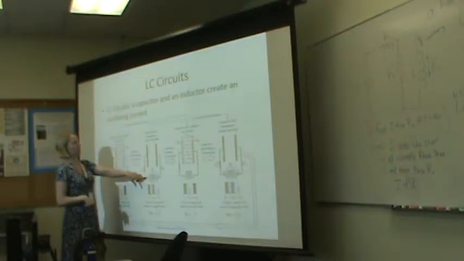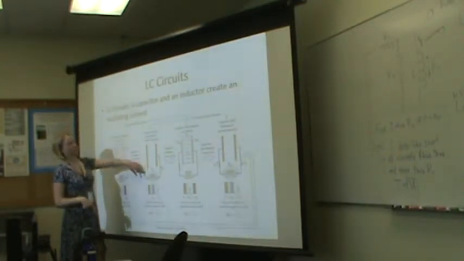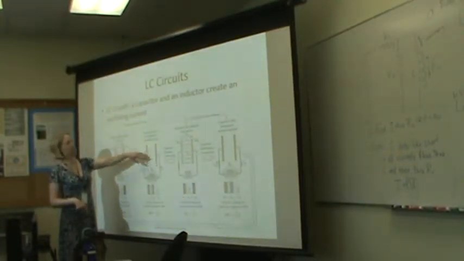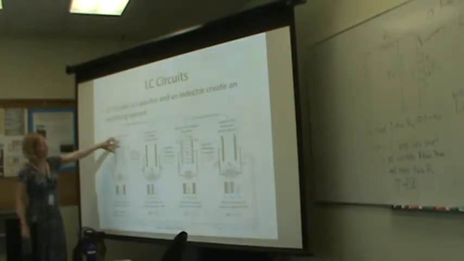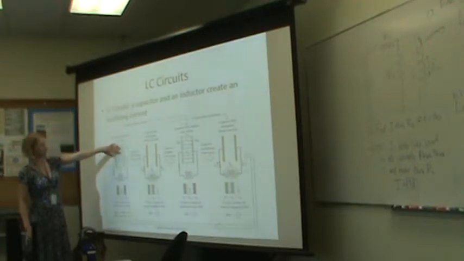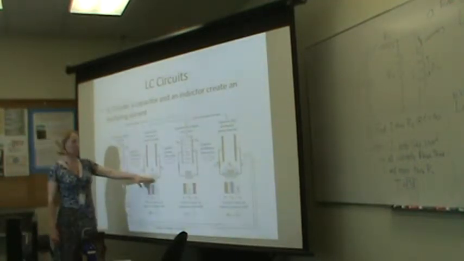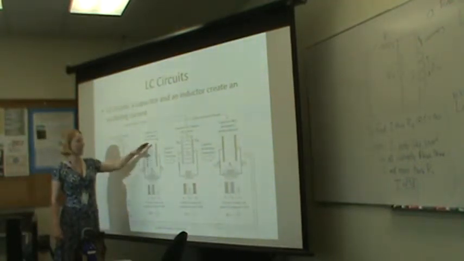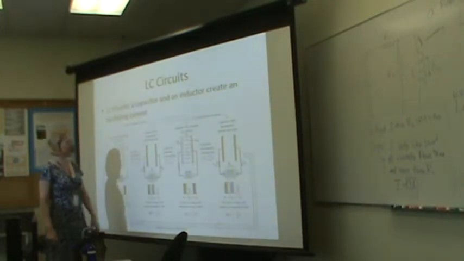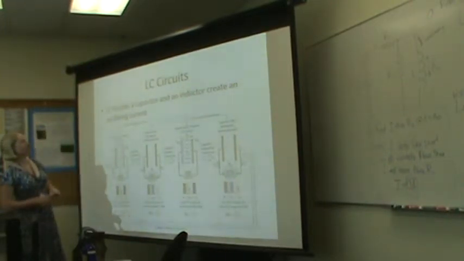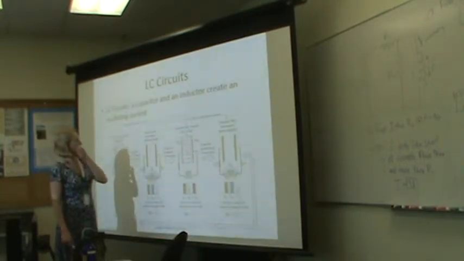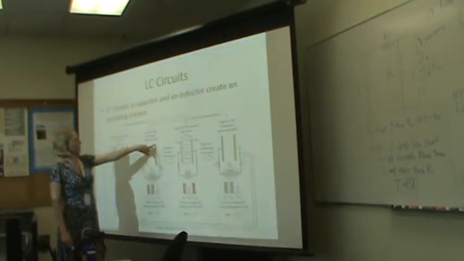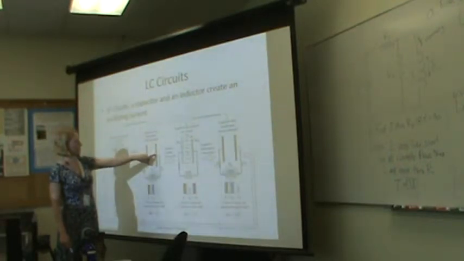So I is increasing in this loop until your capacitor is completely discharged. So this picture is the point when all the energy from the capacitor has been translated into energy stored in the inductor, and you've got no more energy stored in the capacitor. Once you hit that position, current reaches its maximum level.